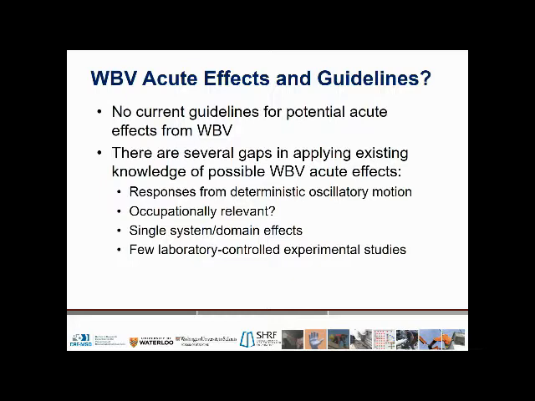As the name implies, whole body vibration involves multiple systems and multiple domains. And it's really the interaction of these multiple systems and multiple domains that might lead to deficits in performance. And although we have nice studies like Bronson's focusing on vibration in the field, we really need laboratory-controlled experimental studies to really tease out these exposure-response relationships.